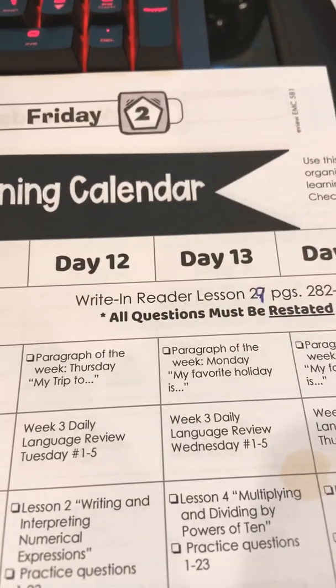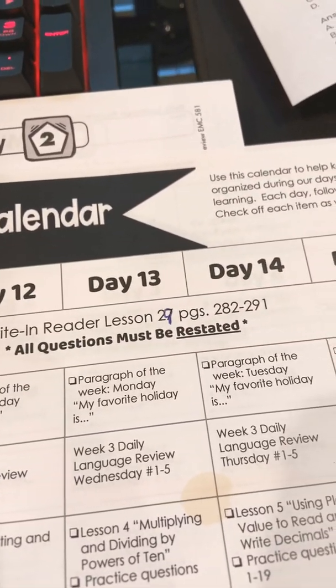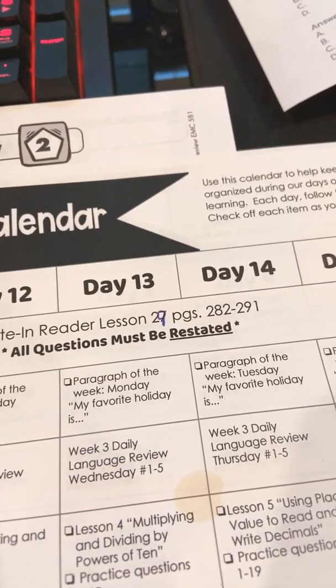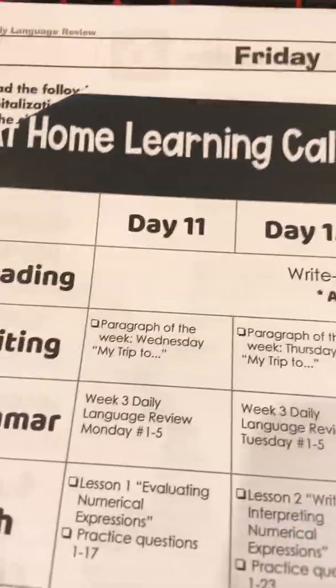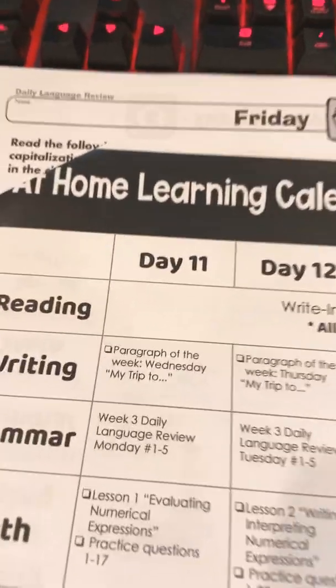So we have our Write and Reader, lesson 29 for reading. It's going to start on 282. So you will start with your vocabulary. Okay. And then for writing, we're going to continue on with your trip story.